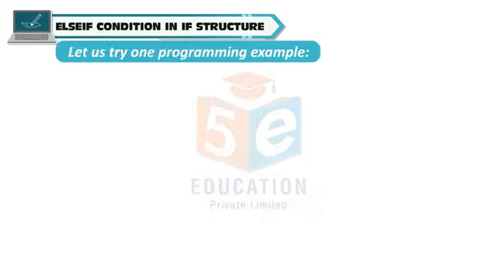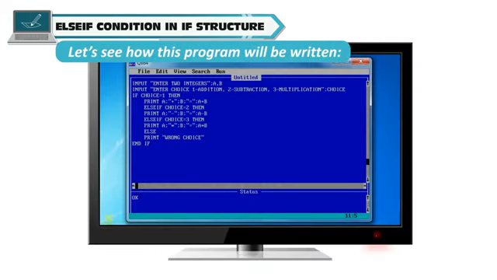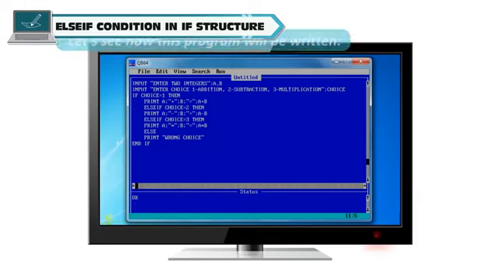Let us try one programming example. Ask the user to input two integers and perform addition if the choice is 1, subtraction if the choice is 2, and multiplication if the choice is 3. Otherwise, it should print wrong choice. Let's see how this program will be written.